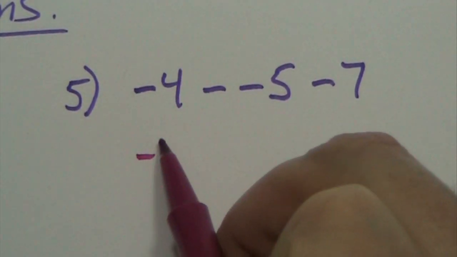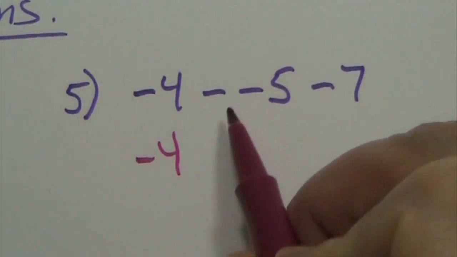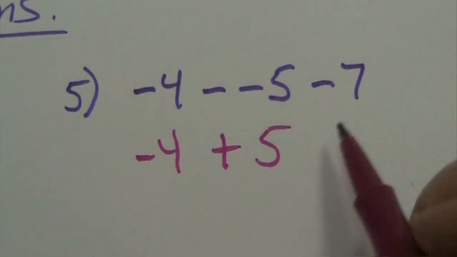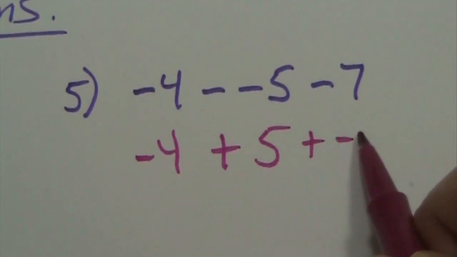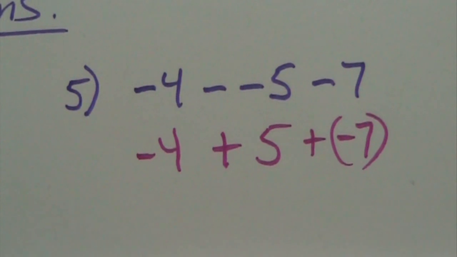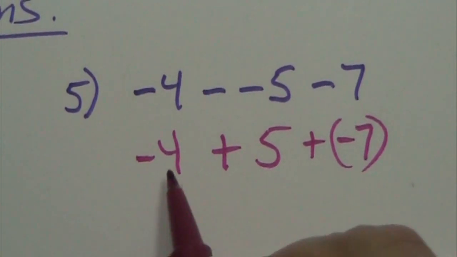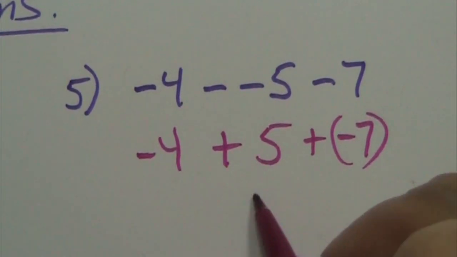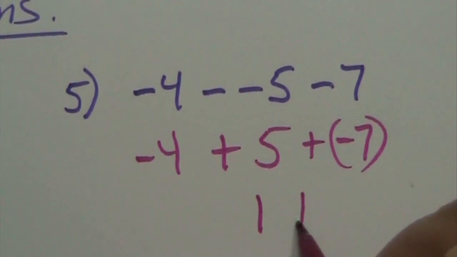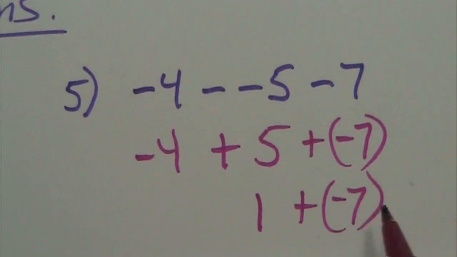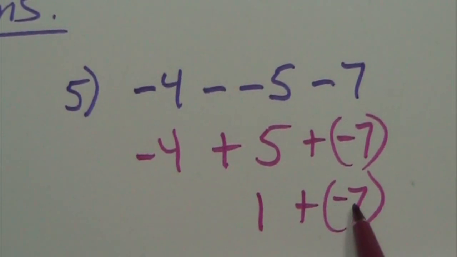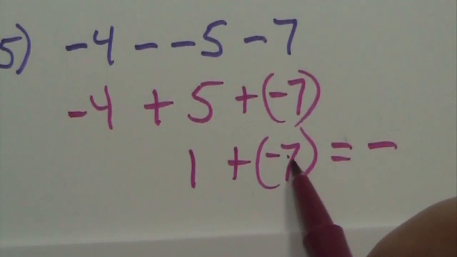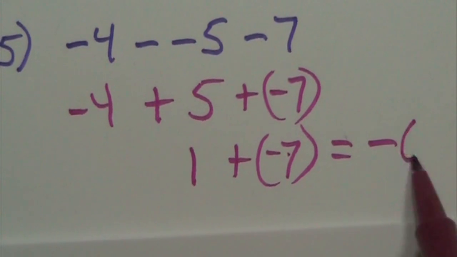So we have a -4. This makes a big plus. +5. And this is like adding a -7. If I go left to right, these two are different, so I subtract them. 5 take away 4 is 1, positive. And then I have a 1 and 7 negatives. They're different, so subtract them. You know the answer is negative. There's more negative. 7 take away 1 is 6.